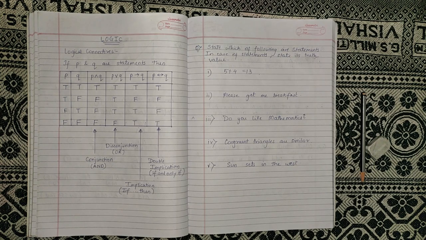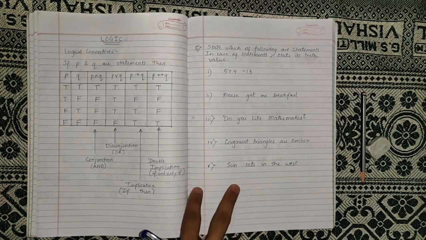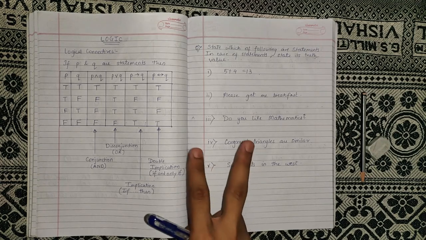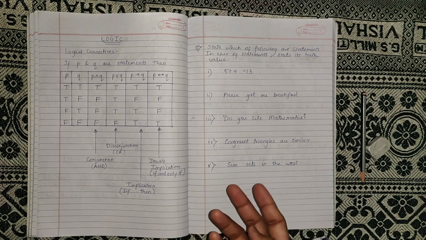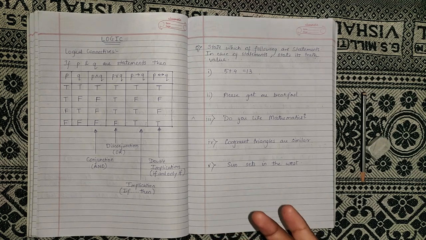Now the first question asks which of the following are statements. I have written five questions here. You have to determine which of these is a statement, and if it is a statement, state its truth value. That means we have to write whether it is true or false.